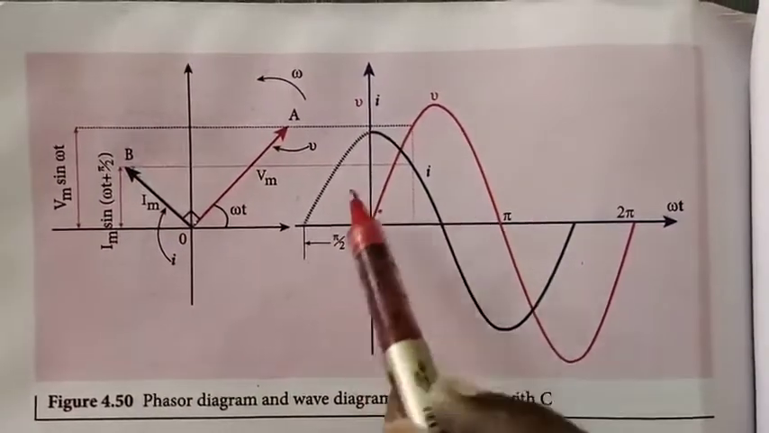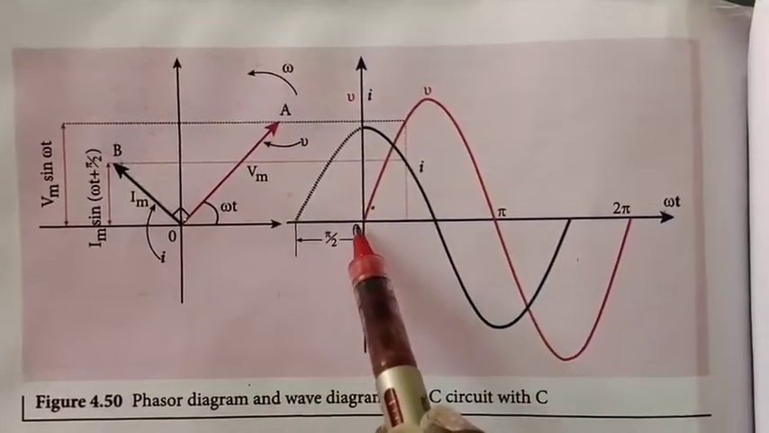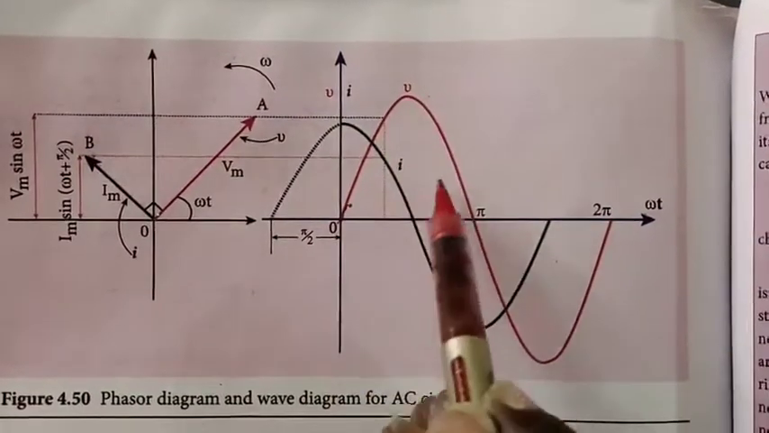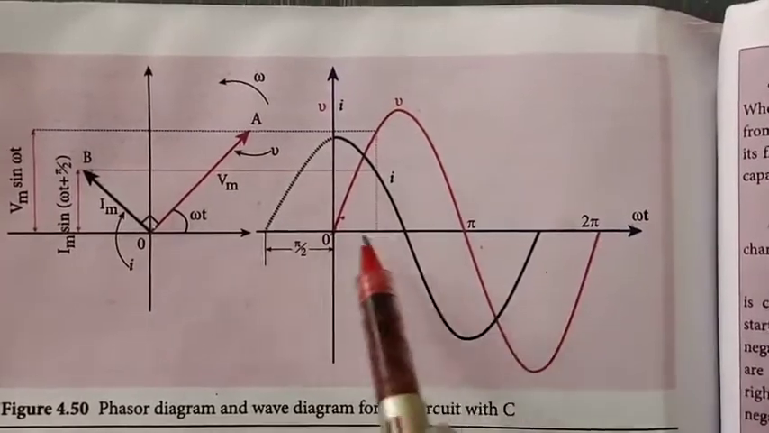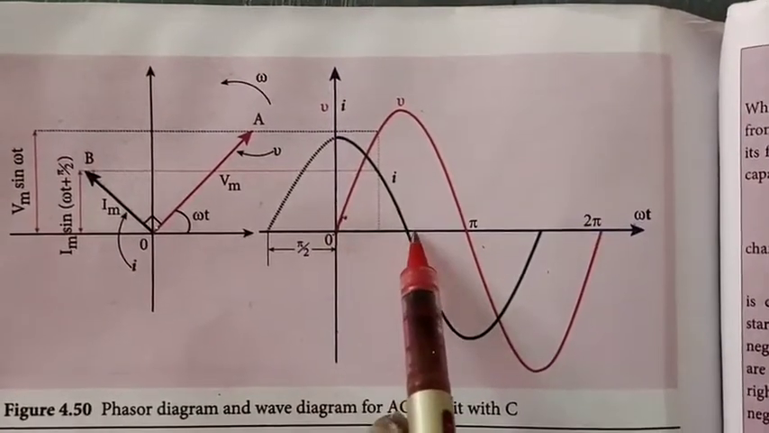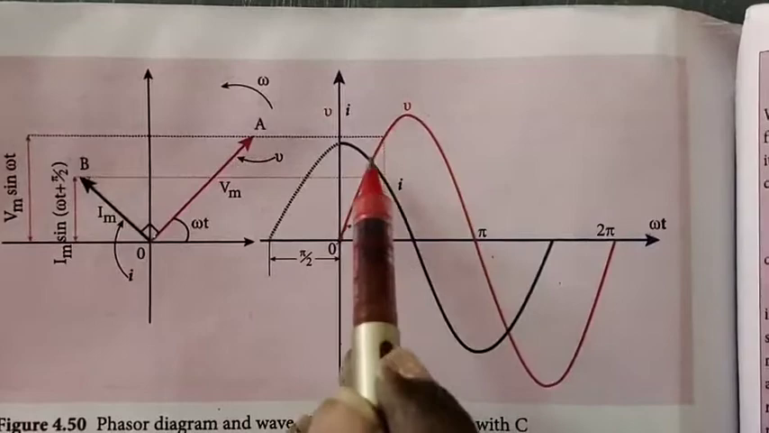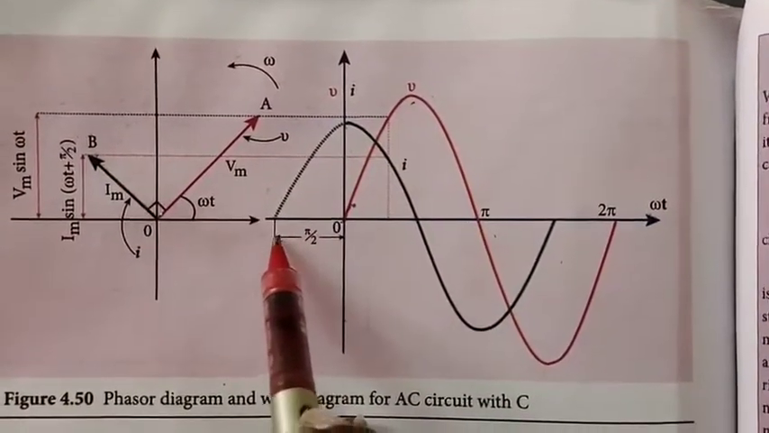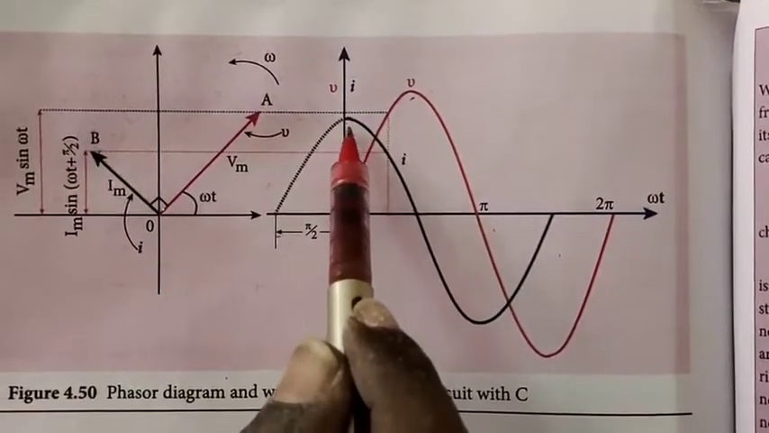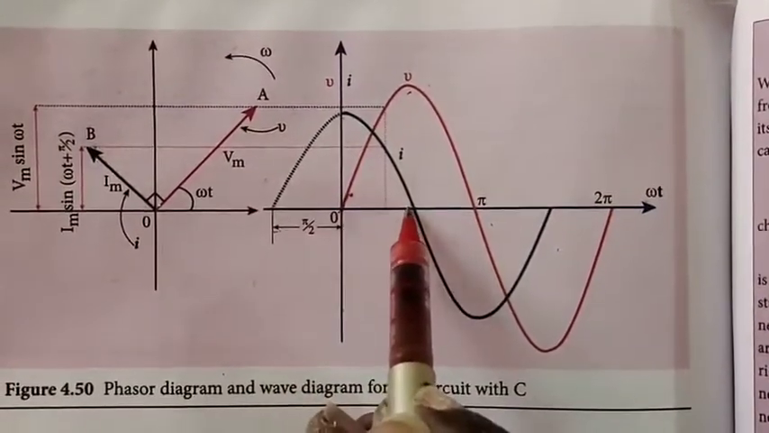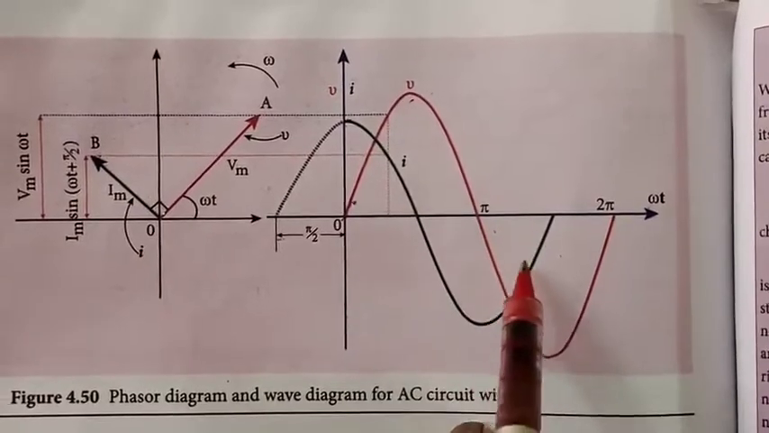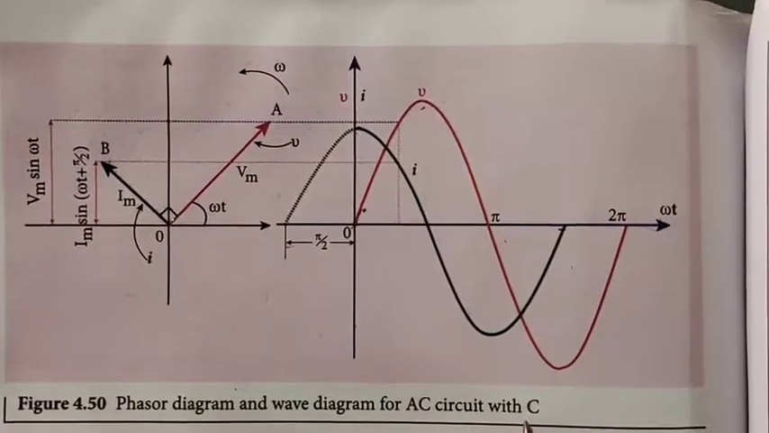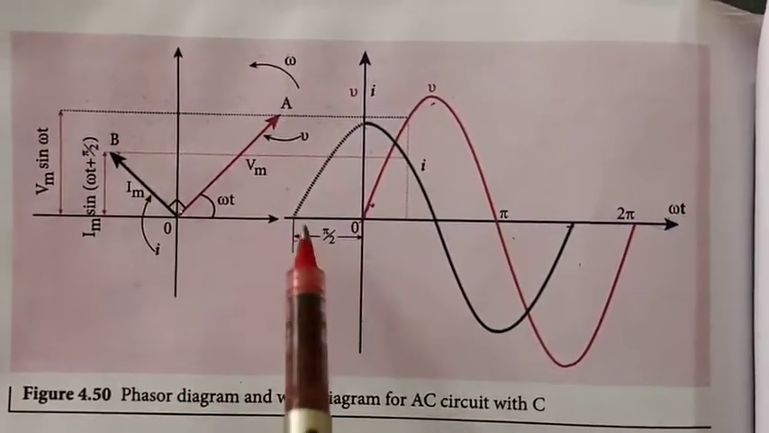Now see the wave diagram. The voltage starts from the origin, from 0 to pi and then pi to 2 pi. But see the current: the current goes ahead of the voltage by pi by 2. It starts before 0, then pi by 2, and then 2 pi, omega t. This is the phasor diagram of a capacitor connected to the AC circuit.